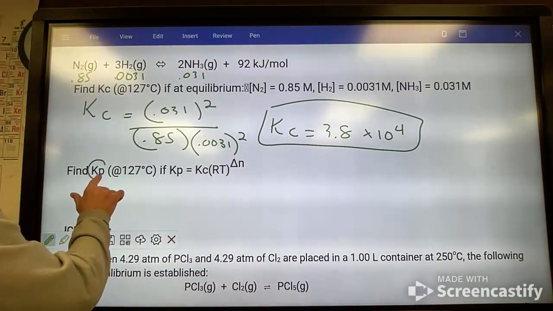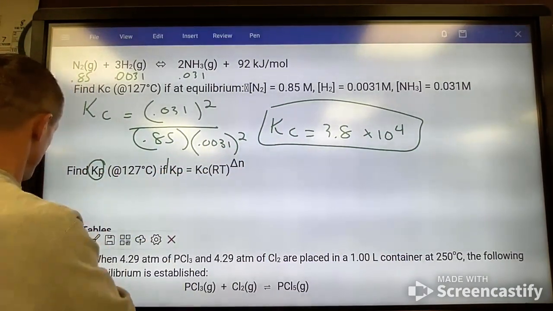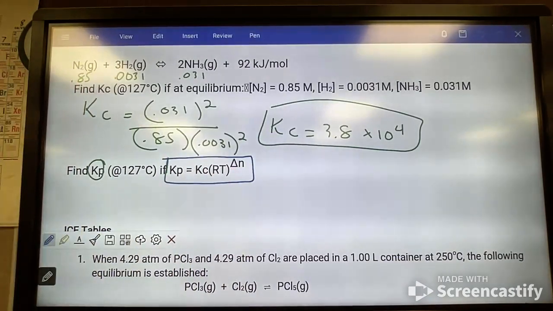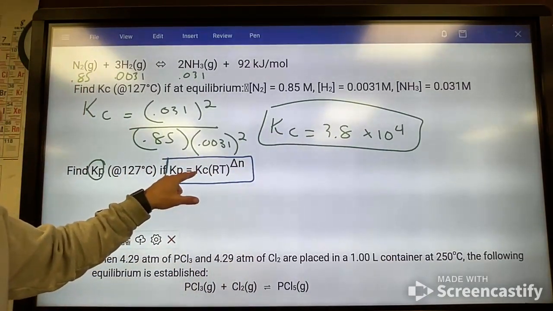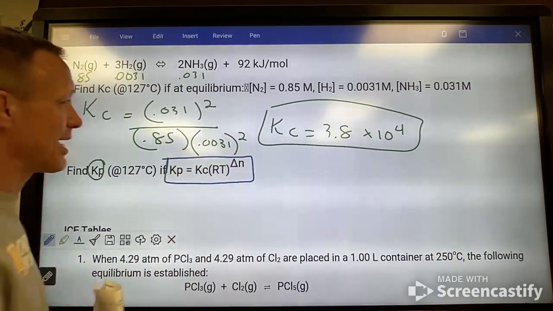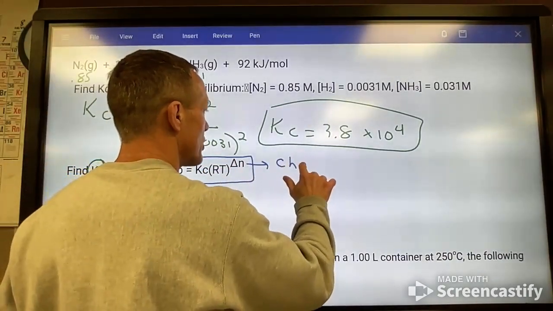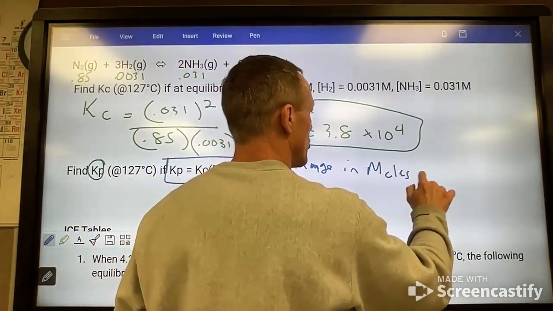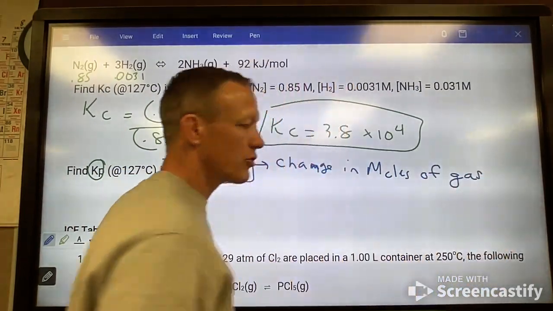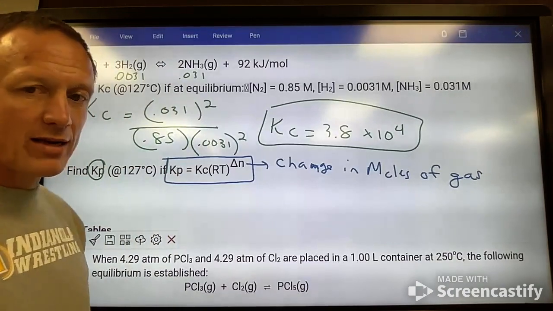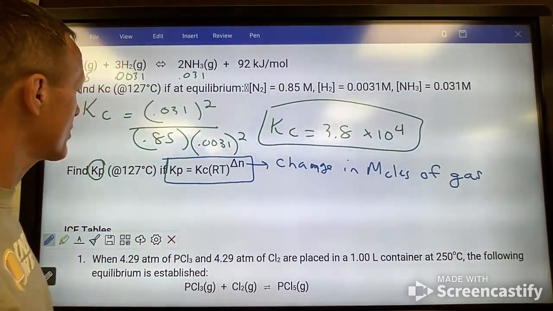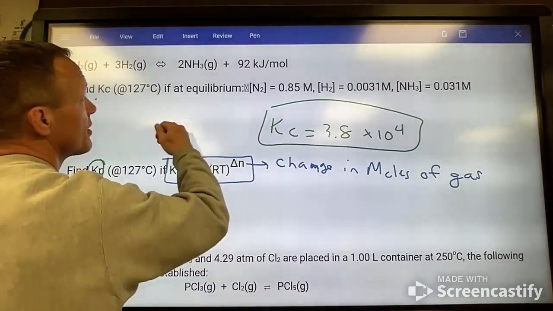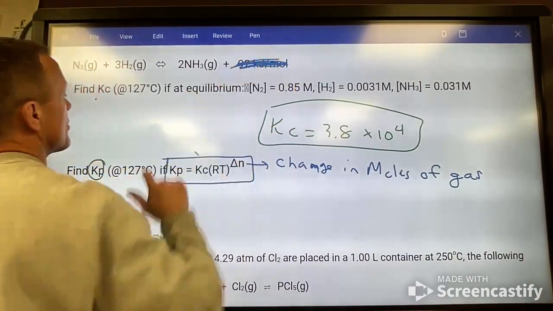But we can go from Kp to Kc by using this equation. By using that, our K in terms of pressure equals our K in terms of concentration times RT to the delta n. This delta n is our change in moles of gas. Change in moles of gas in our reaction. Products minus reactants. Change in moles of gas. Okay, I'm going to get rid of this stuff here just for a second. This doesn't matter because this is just our endothermic exothermic stuff.